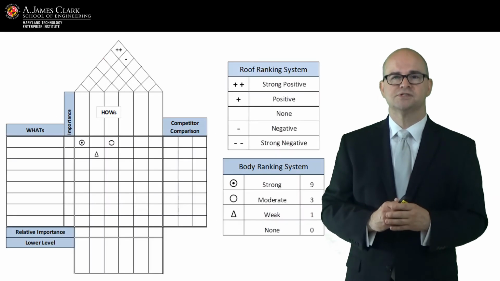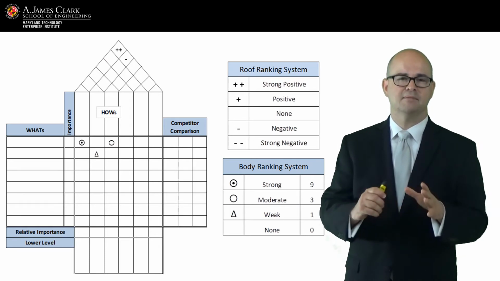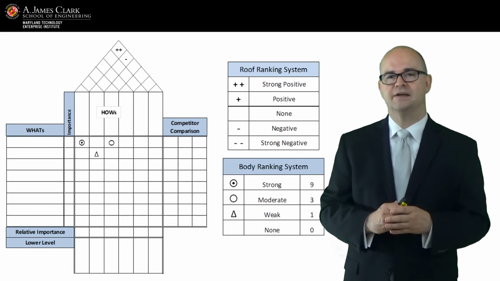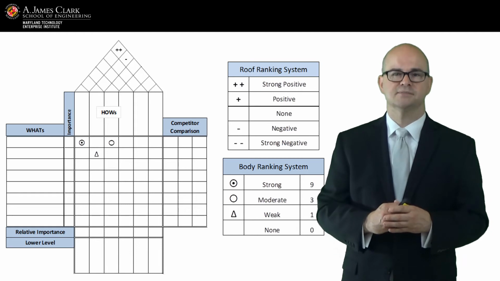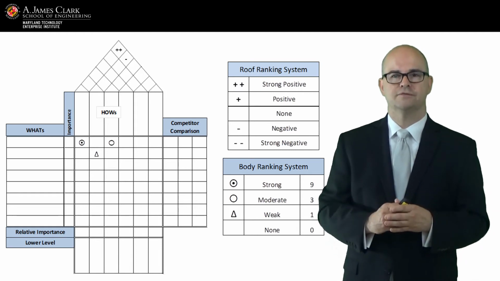You do this through something that looks like a house. You have a basement, a main floor, and an arched roof. That's why it's called the house of quality. And there are rating systems and ranking systems there as well, within the body and within the roof.